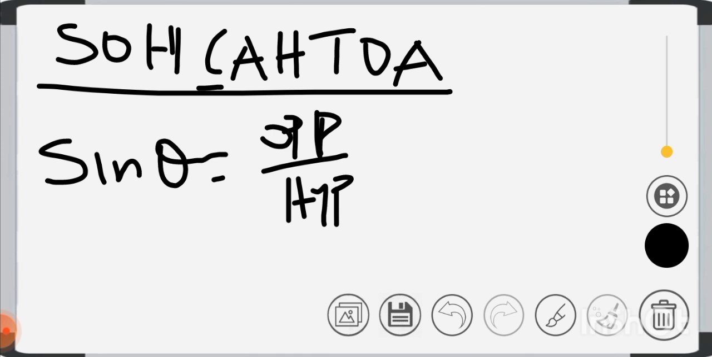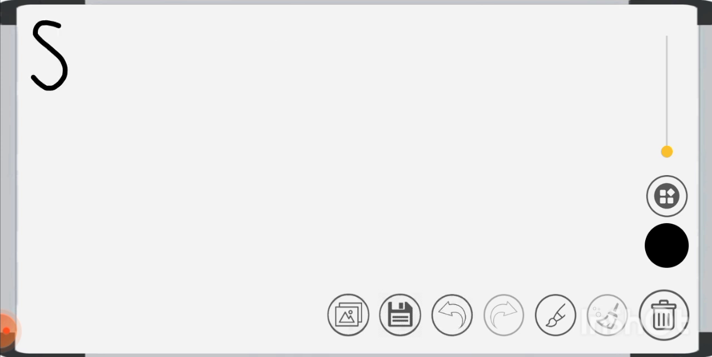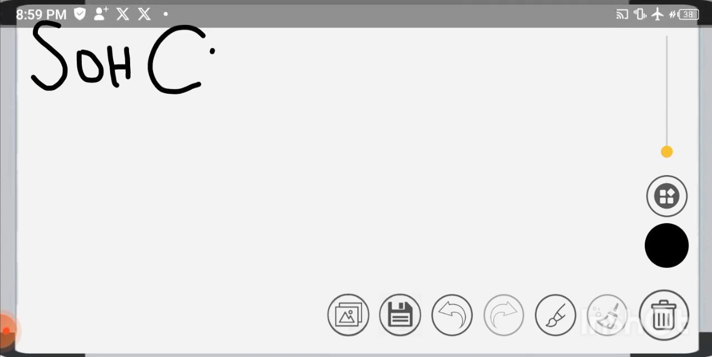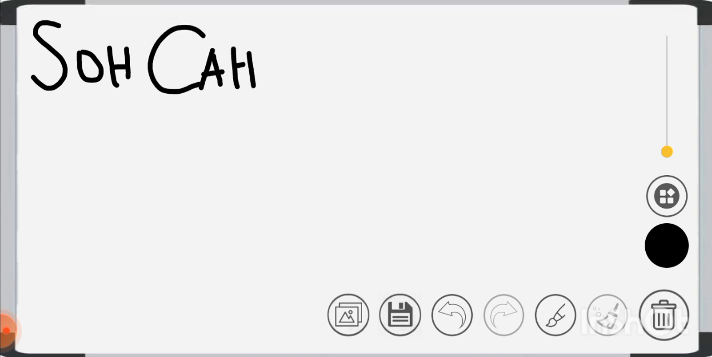If you have cos, let me write it like this. SOH CAH TOA. So that you know, the question here is just sine, cos, and tan. How do you find sine, cos, and tan for a right-angled triangle? That's what I want to look at now.